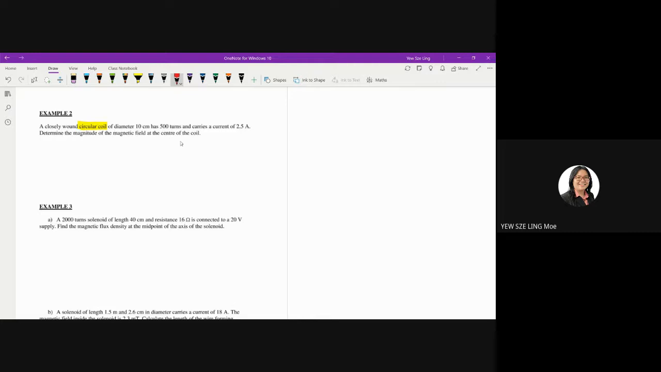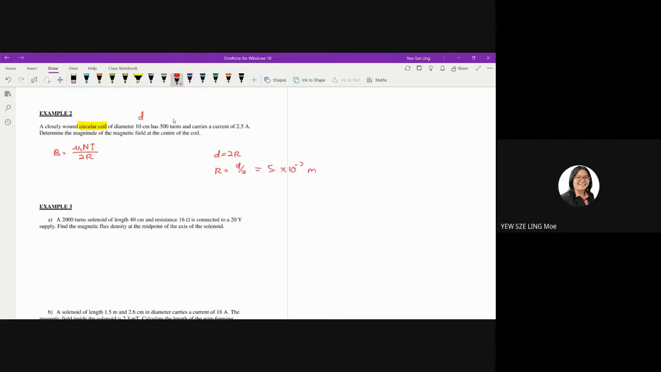Why? Because this is a magnetic field questions and you're given circular coil. There's only one equation that can be used, which is B equals to mu naught Ni over 2R. This is the only equation when it comes to circular coil. So a closely wound circular coil of a diameter 10 cm. Okay, 10 cm. This is the diameter. Okay, so you need a radius. So D equals to 2R, R is equals to D divided by 2, which is then equals to 5 times 10 to the power of negative 2 meter.